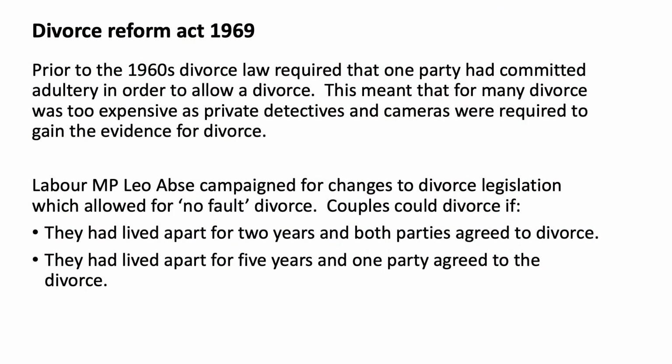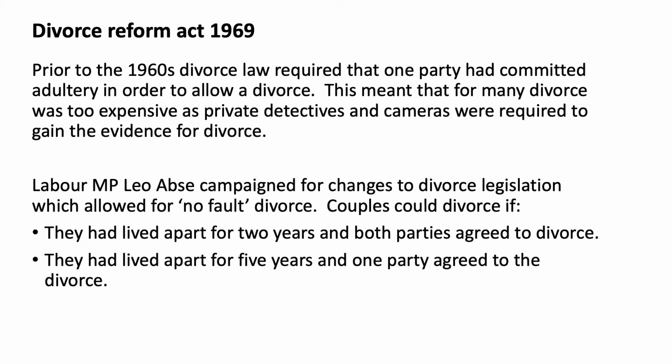And prior to the 1960s, divorce law required that one party had committed adultery in order to allow a divorce. So it means that for many divorces, it's an expensive process. You've got to hire a private investigator to prove that the other partner is seeing someone else. And that can result in it being too expensive for many people to do that. And it's also a very, very painful experience.